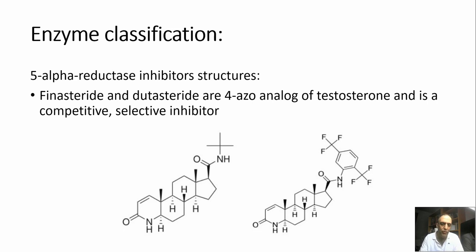As you see in the left picture, it is finasteride. The group bound to carbon number 17 has an amide group. Both of them have the amide group, which here has a tert-butyl bound to the nitrogen, but here we have a big hydrophobic group, and because of this group it causes the high potency of dutasteride.